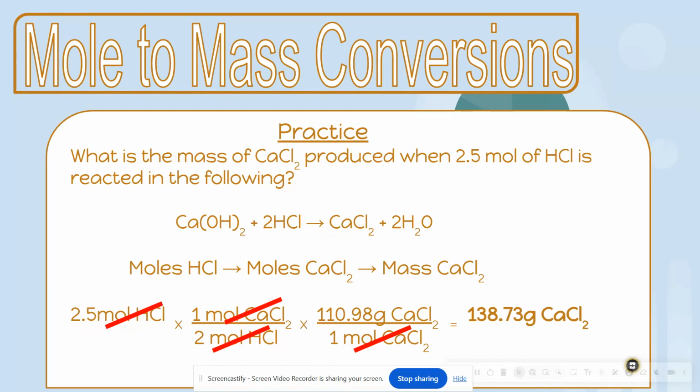The molar mass of CaCl2 was 110.98 grams. When I cross everything out, I multiply straight across. I do 2.5 divided by 2, press equals in my calculator, then multiply by 110.98. My answer then is 138.73 grams of CaCl2.